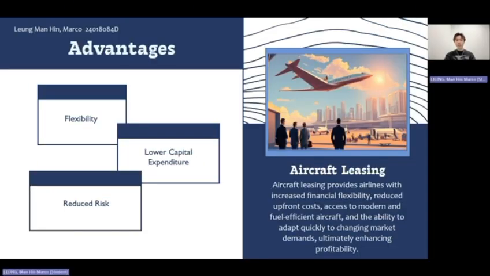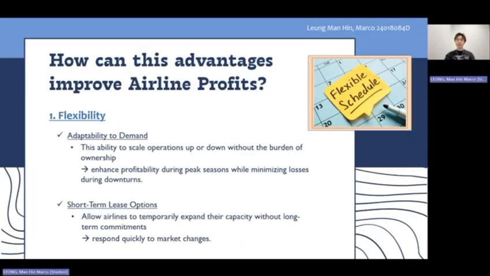And there are three advantages in aircraft leasing, which are flexibility, lower capital expenditure, and reduced risk. So, how can these advantages improve airline profits? In flexibility, the airline can adapt to demand. This ability to scale operations up or down without the burden of ownership can enhance profitability during peak season while minimizing losses during downturns.